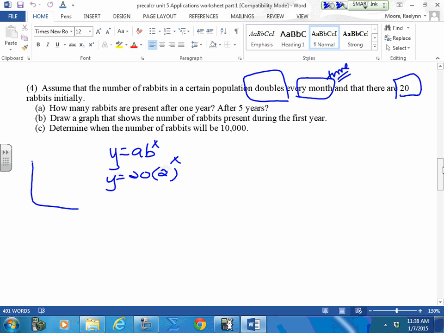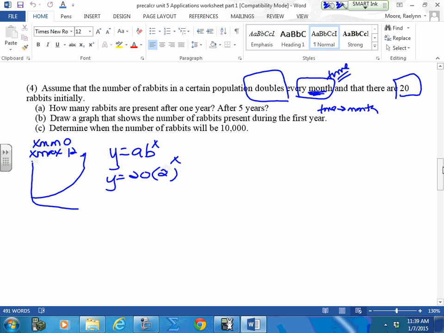Now, we want to know, okay, we draw a graph. We know we're increasing. Our graph is going to look like this, isn't it? Don't they all look the same, basically? Any increasing, decreasing? During your first year? So if you were going to set your window, what would your X max be? You're talking months. Your time is in months. How many months in a year? 12.